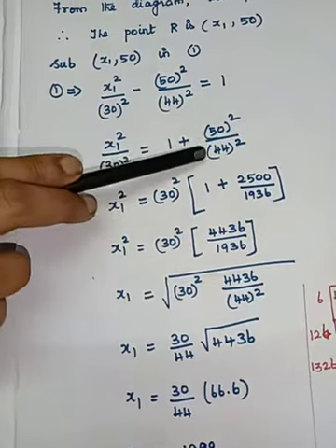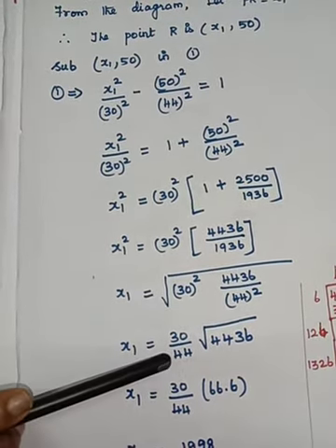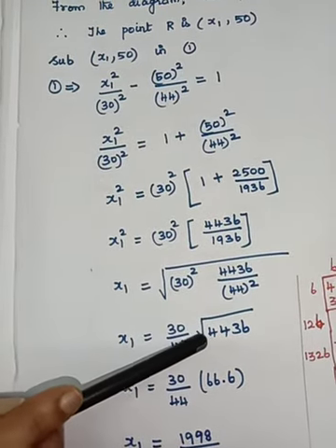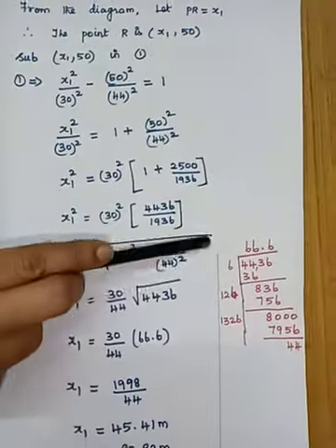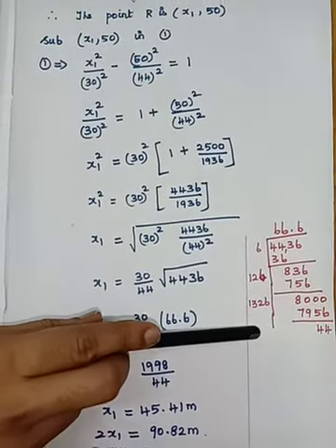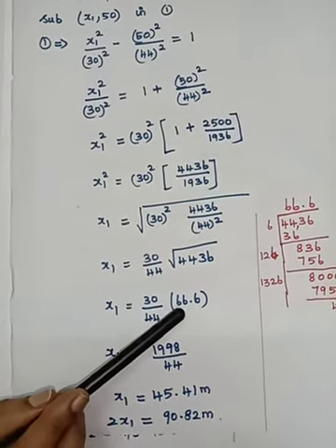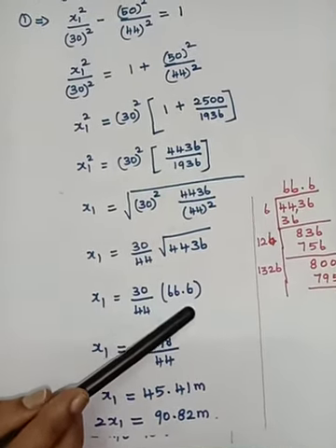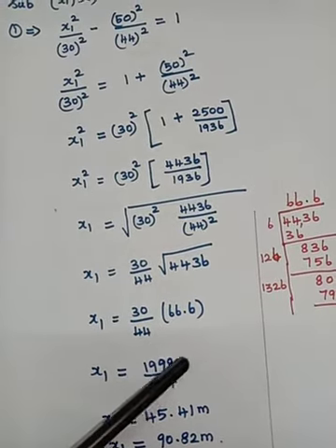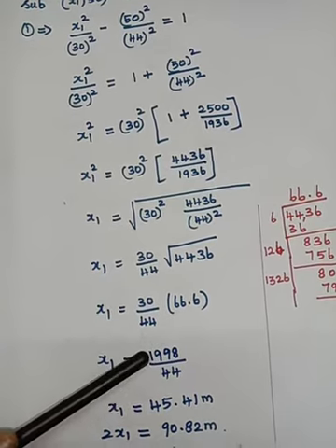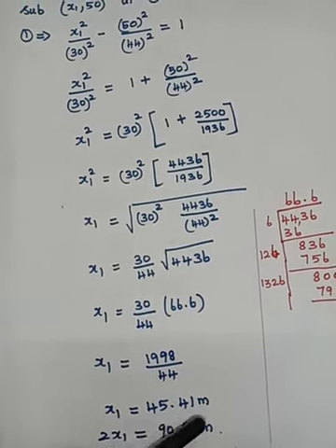1936 is from here. So it is 44 the whole square. So the square root of 44 the whole square is 44. And you have to take the square root of 4436. So here in the rough column I have done it. Okay, see that. So it is nothing but 66.6. When you multiply 30 into 66.6, it is 1998. When it is divided by 44, your answer is 45.41 meter.